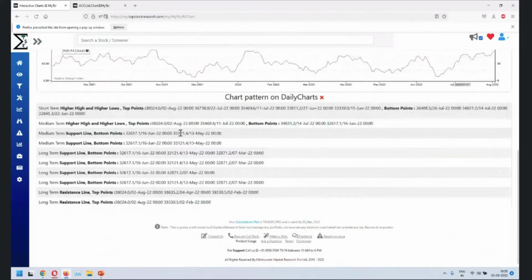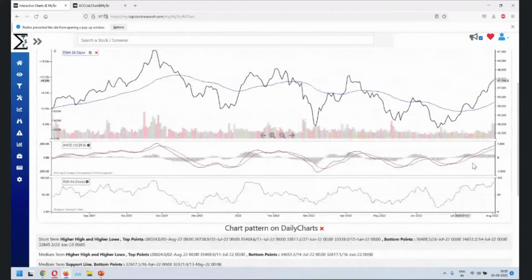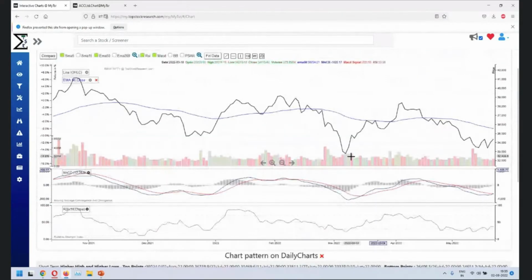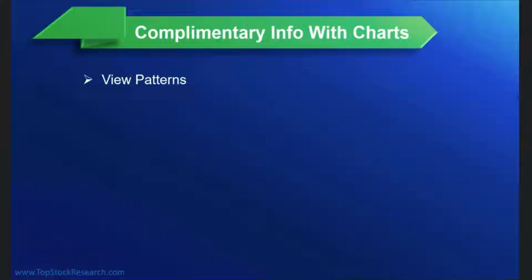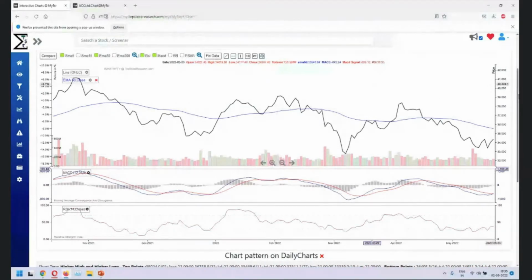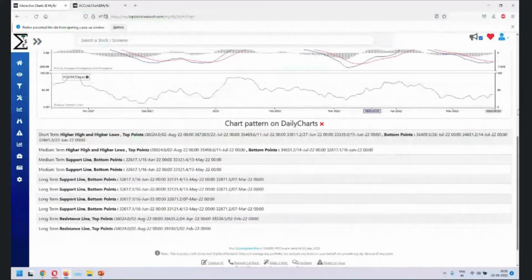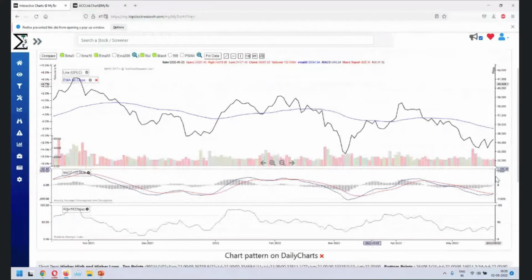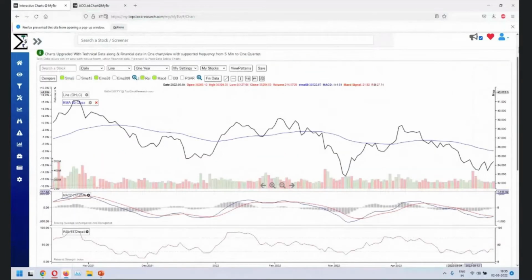So it is making higher high, higher lows, some of the points which are mentioned here. If you see that there's a bottom trend line, higher high, higher lows. Not sure why it is showing higher high, higher lows. Doesn't really appear to be higher high, higher lows.